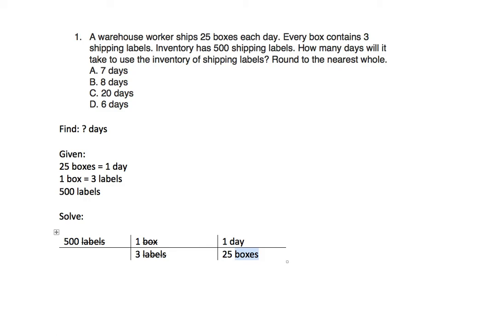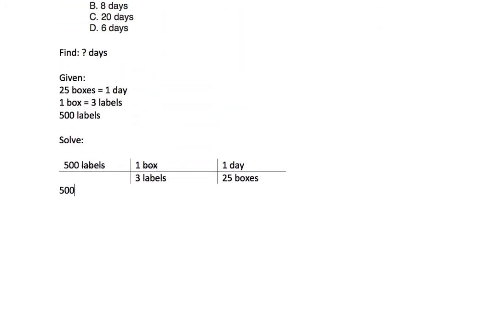It doesn't matter that it's box here and boxes here. It's like having foot here and feet somewhere else. It still cancels. And then what we do is we multiply everything on top, and that's just 500 times 1 times 1. So it's just going to be 500. Hold on. Okay. Back here. It's going to be 500 divided by whatever's on the bottom, which is 3 times 25, which is 75.